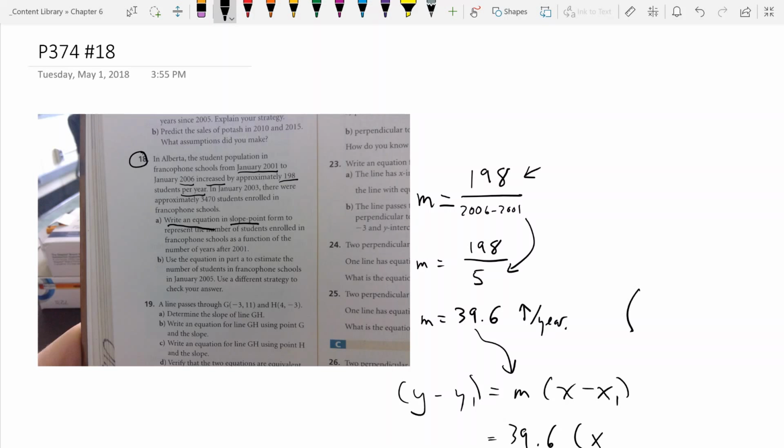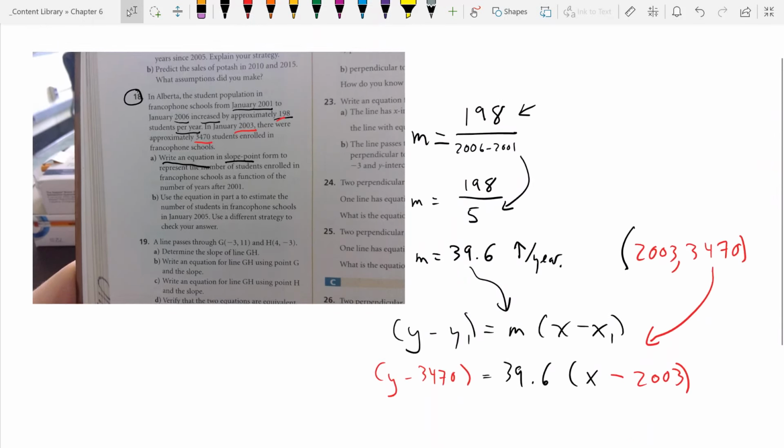The question actually gave it to us, because when we look, it said in 2003, there were 3470 students. That's my point. So the time is the 2003, the years, and the students is 3470. I'm going to sub those values in for x and y. So it's going to be x minus 2003 here, and here it's going to be y minus 3470. Cool. So now that's my equation. That's all I needed to do for part A.